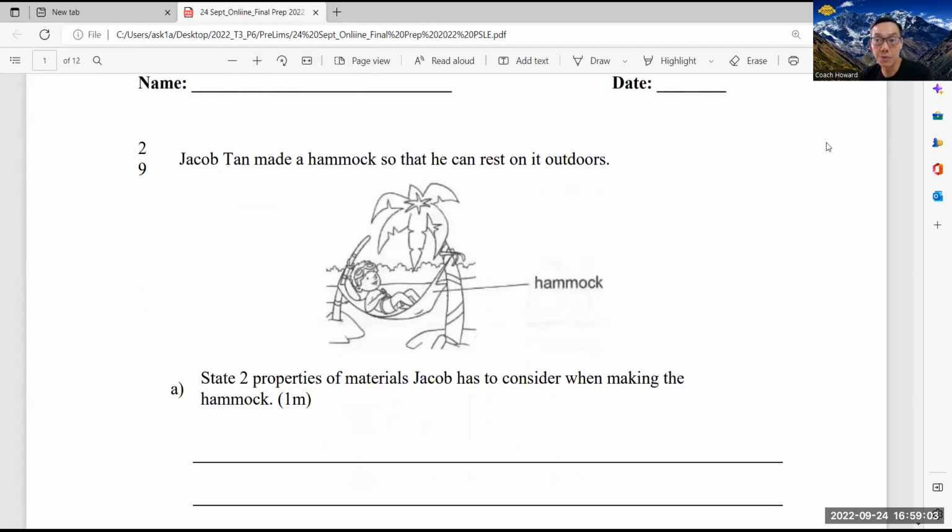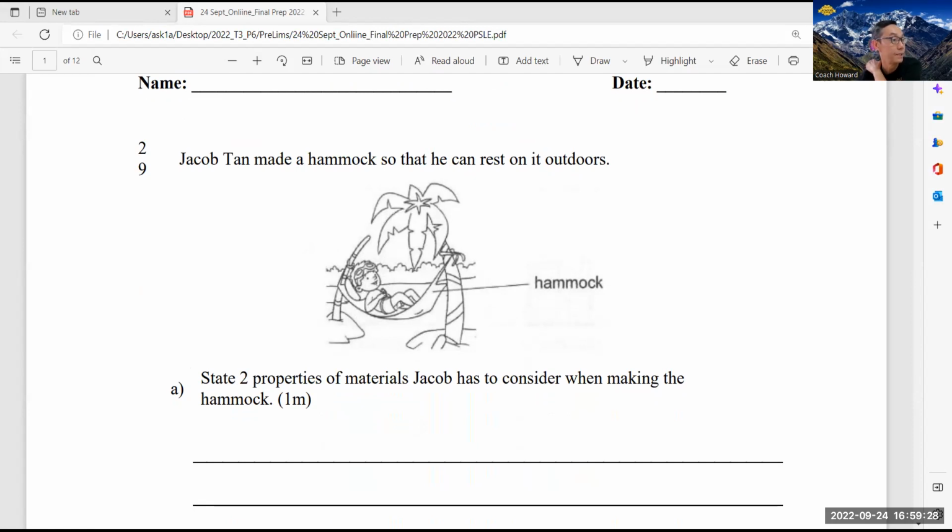You notice this question is testing on material science, which is actually a P3 topic. So they say state 2 properties of this thing. The answer is very easy: strength and flexibility. Strength and flexibility. So you can write down your answer first.